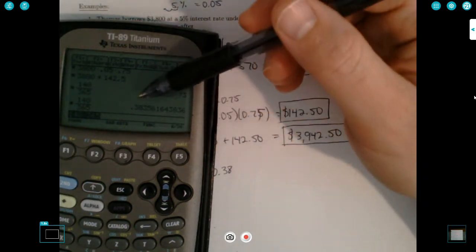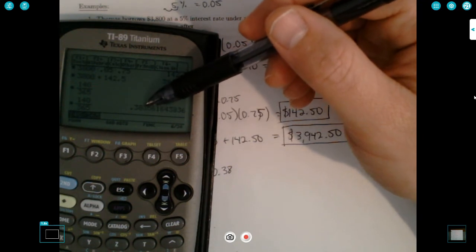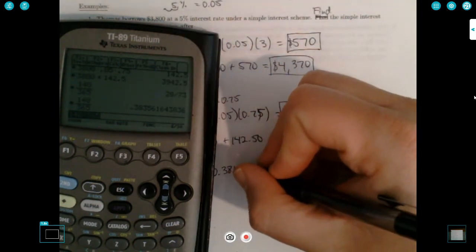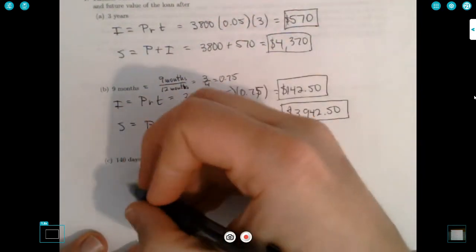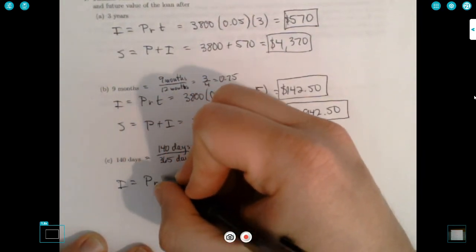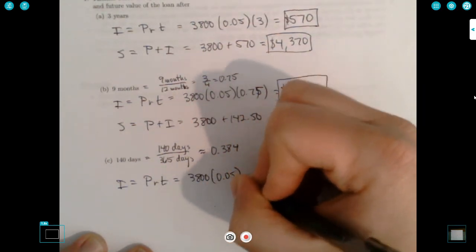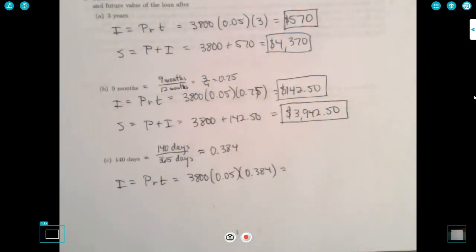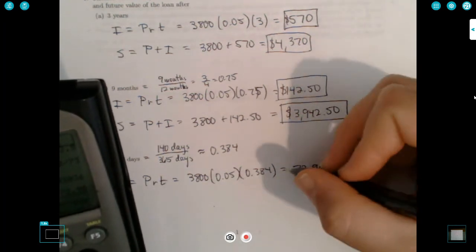It was pretty nasty, but I'm going to cut it off maybe at the third decimal place. If I want to round to this one, then I move up to the next one, and it's a 5, so I'm going to round that up to 4. So 0.384. So the interest, the simple interest, principal times rate times time, 3,800 times 0.05 times 0.384 is 72.96.